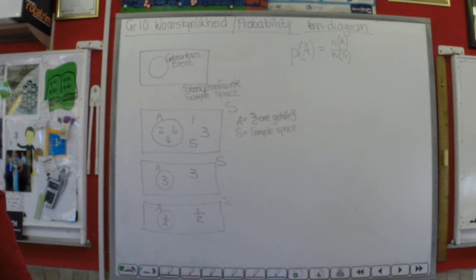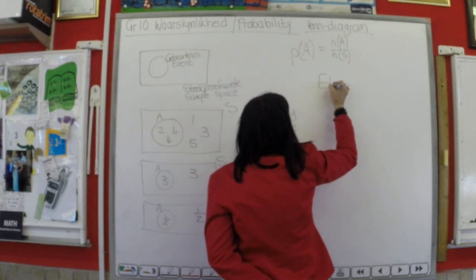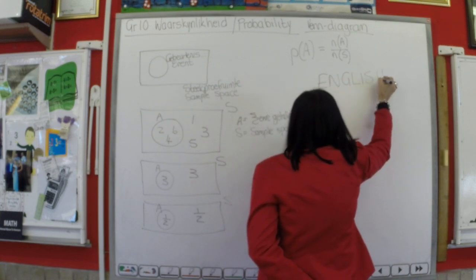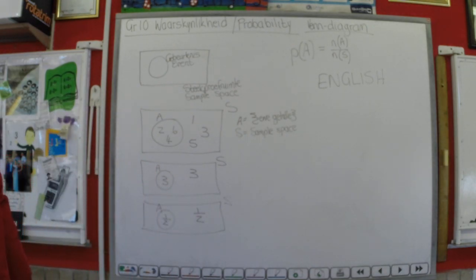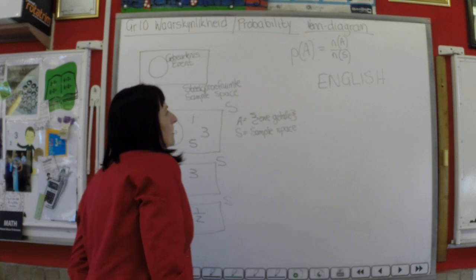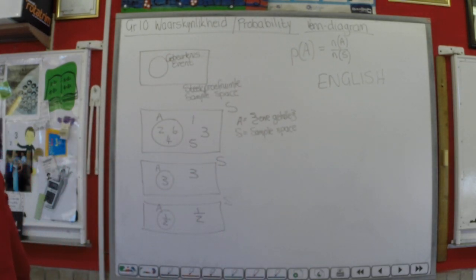Okay, let's look at the word English. We're going to look at the word English. Let's kyk na die woord English. And it's written on cards and put into a hat. A is die gebeurtenis om 'n konsonant te trek. 'n Medeklinker, consonant. That's event A.